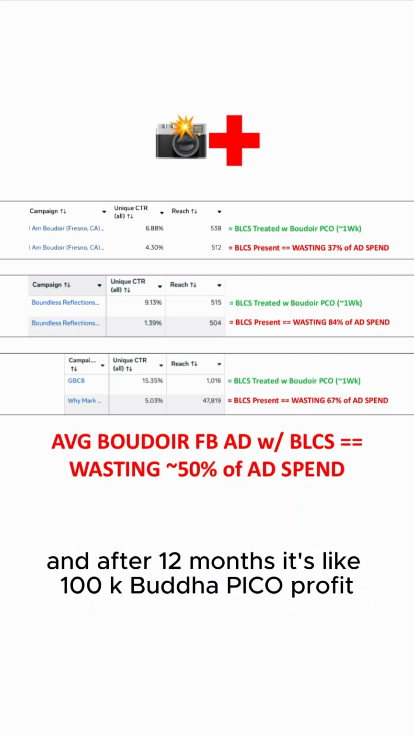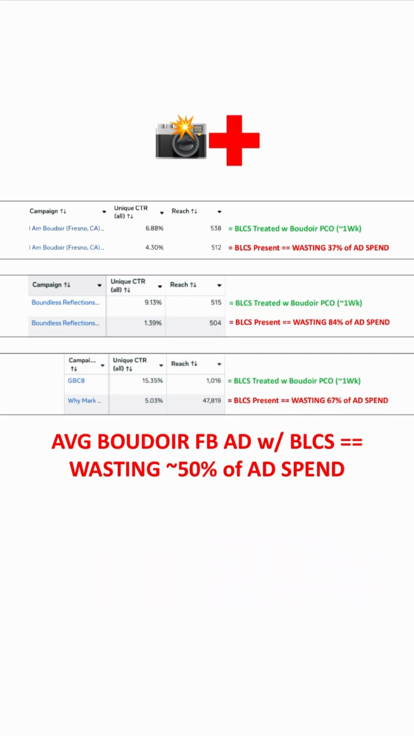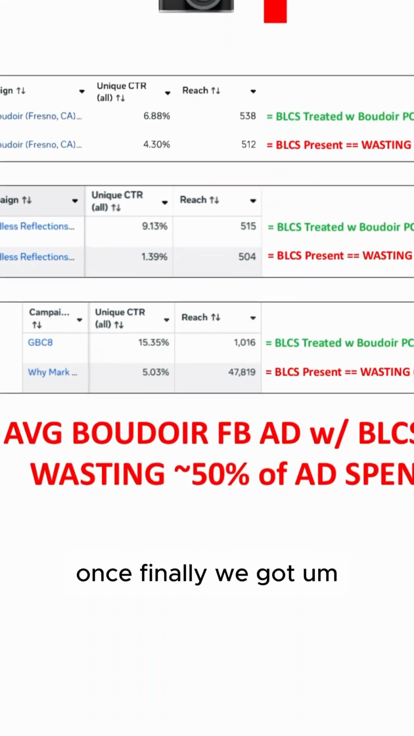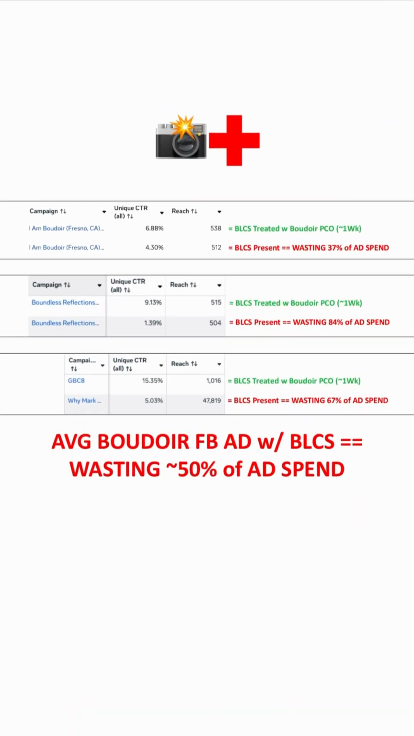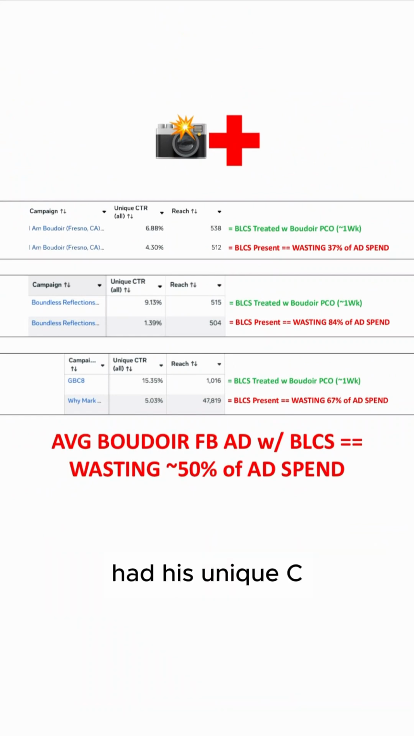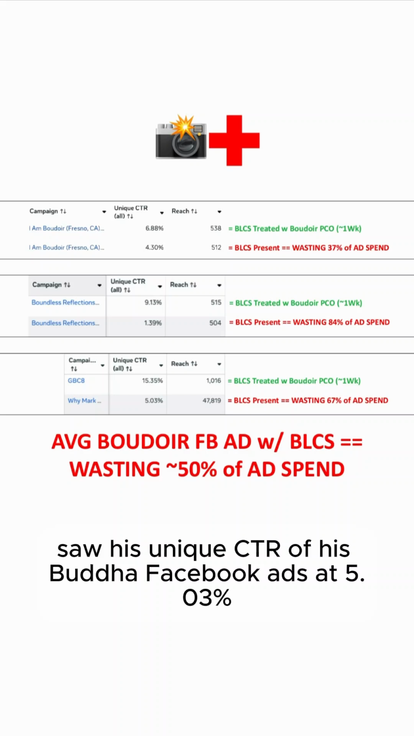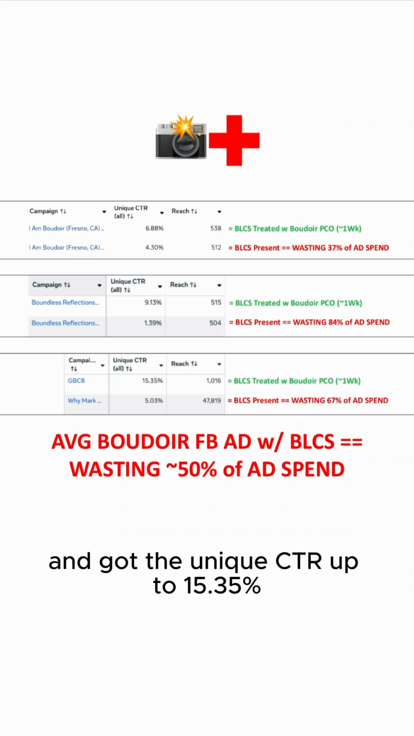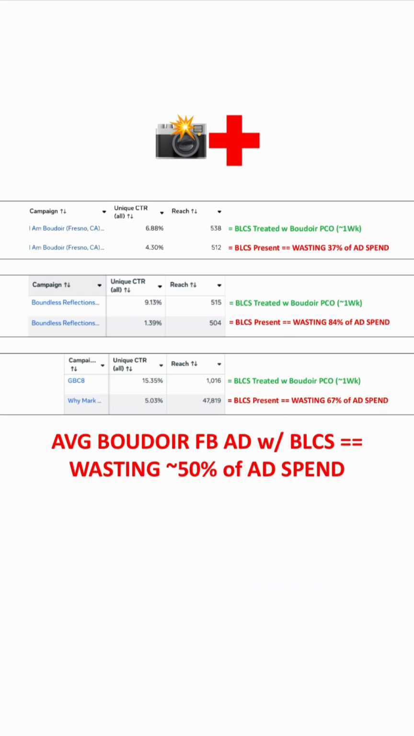And after 12 months, it's like 100K Boudoir Pico profit, literally by simply having Boudoir Pico treatment once. Finally, we had a patient come in at my hospital. We saw his unique CTR of his boudoir Facebook ad was 5.03%. So we treated it with Boudoir Pico. It took about a week, and we got the unique CTR up to 15.35%. And we saw that the original was wasting 67% of ad spend.